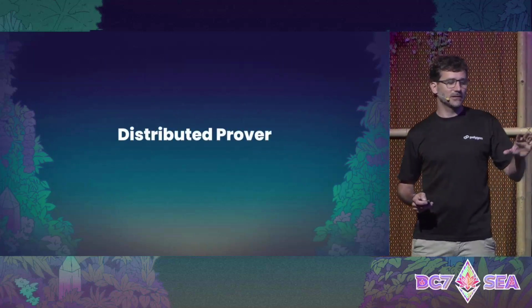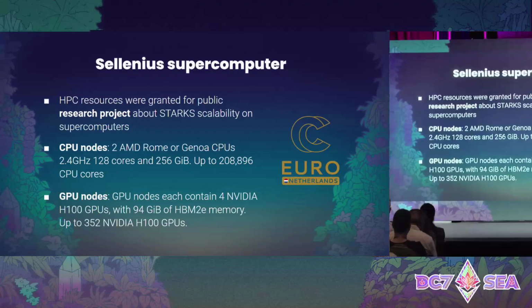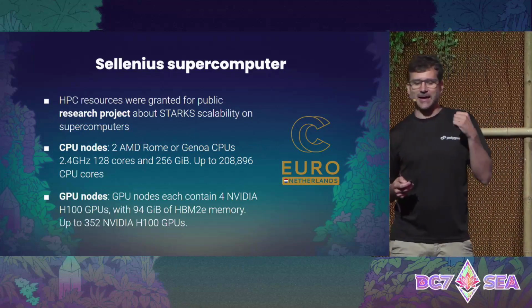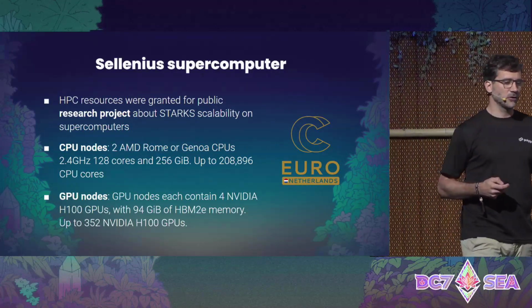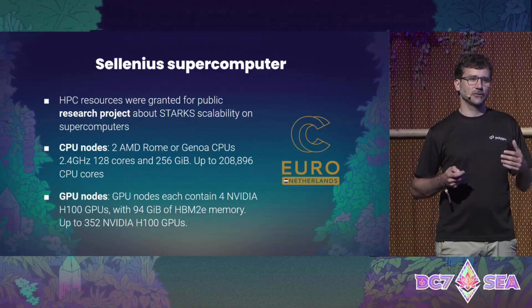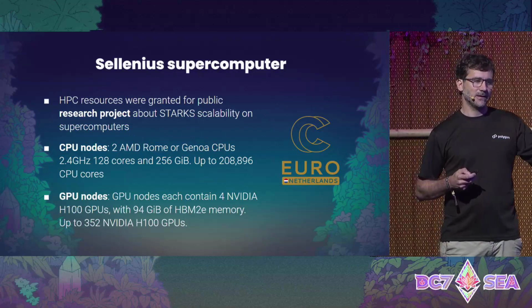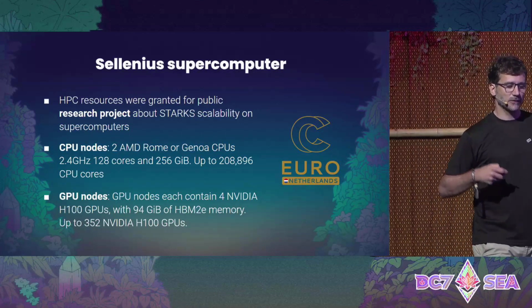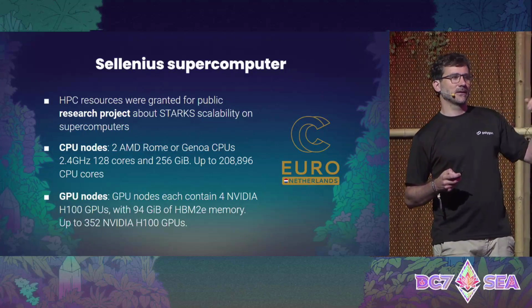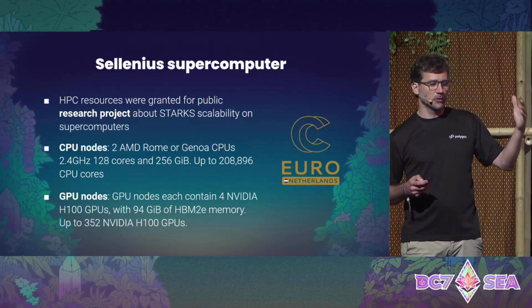Okay, so let's talk about the distributed prover. First of all, we have a very important advantage on this project: we have access to a supercomputer, which is called Snellius. It's part of the SURF organization in the Netherlands. Okay, it's part of EuroHPC, but the division in the Netherlands, let's say. And we were granted resources there to do our proofs.